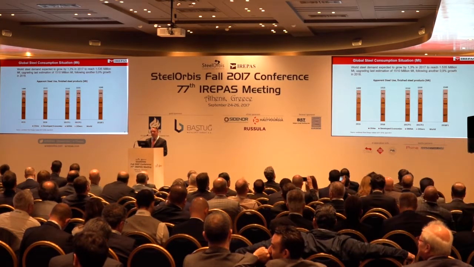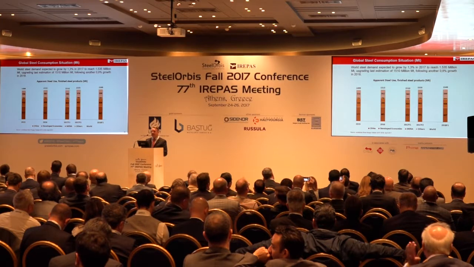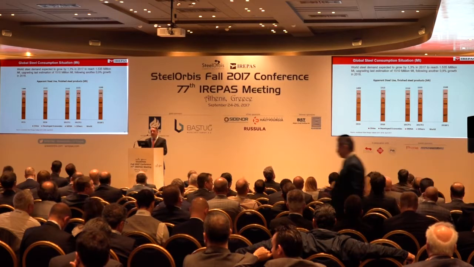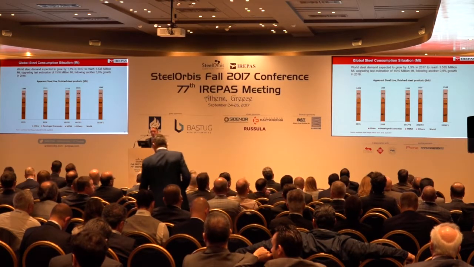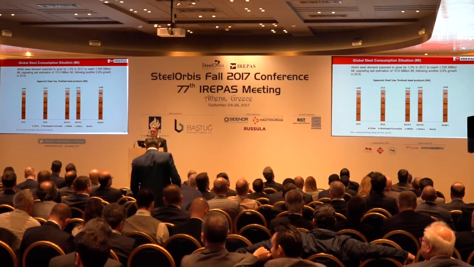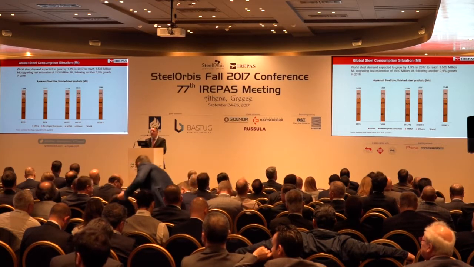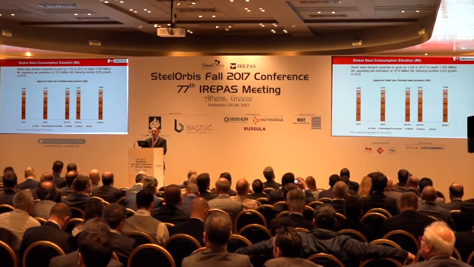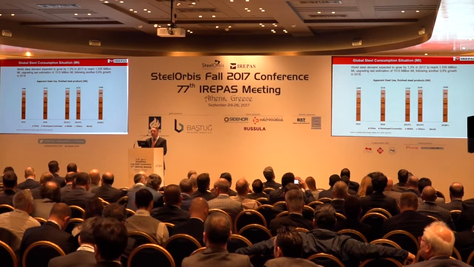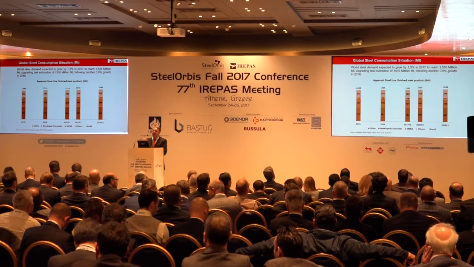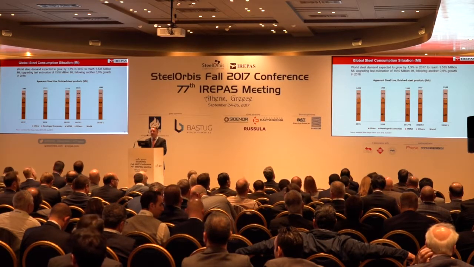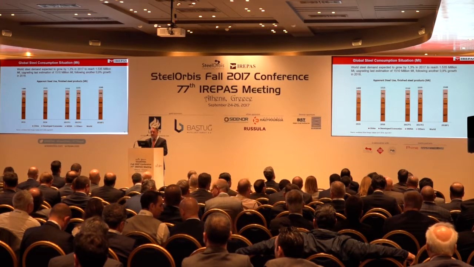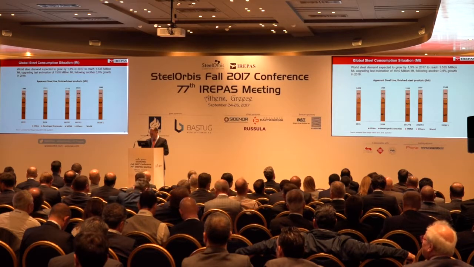World Steel was forecasting a decrease in the Chinese consumption. It is the first column, the darkest one, which had a consumption of 681 million tons in 2016, and World Steel was forecasting a decrease to 652. Finally, they have upgraded their forecast, and now they are saying that this year the consumption in China will be the same, and they are delaying this slow decrease in China until next year. We will see in the next IREPAS meeting if this comes to reality or not.